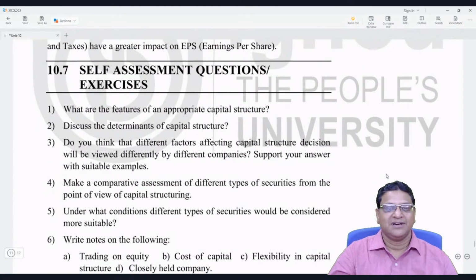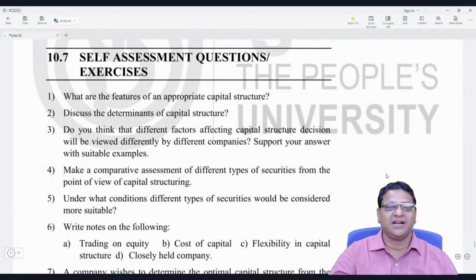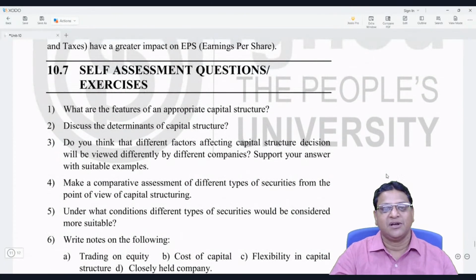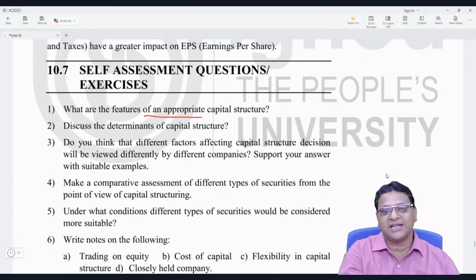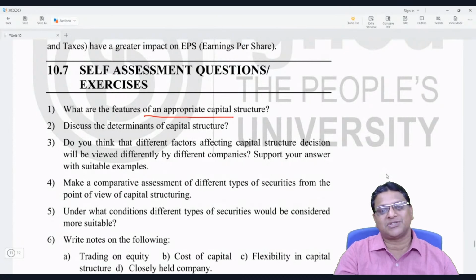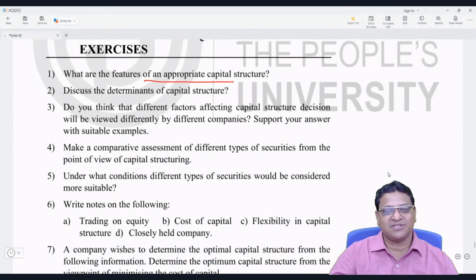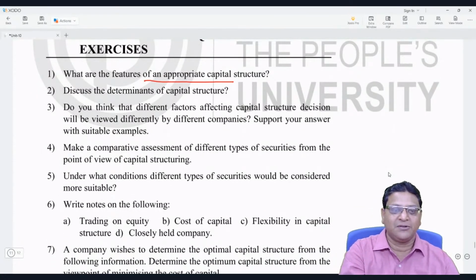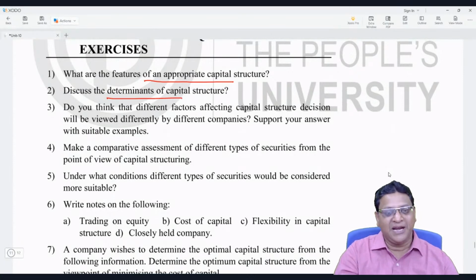So next we will discuss different important questions relating to today's class. First question is, what are the features of appropriate capital structure? An appropriate capital structure is one where WACC is minimum, and an appropriate capital structure is one where EPS is maximum. Then another question is, discuss the determinants of capital structure. What are the factors affecting capital structure? One is EBIT, EPS, then suitability, timing. Then we have discussed other factors, that is flotation cost. These are different determinants or factors affecting capital structure.